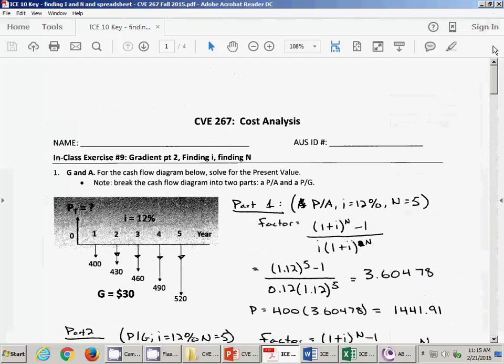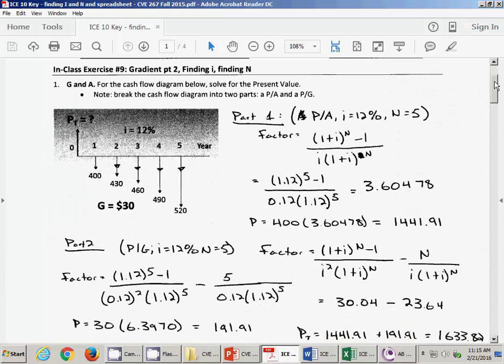There's lots of opportunities to make mistakes on these, right? Because the formulas are very complicated. So I broke it up into 2 parts. Part 1 is the uniform series, the P/A. Then part 2 is the gradient, the P/G. So the 400 every year, that's the bulk of it. That's where most of the money is. If you take that to the present, it means that you would have to receive 1441.91 in order to make those payments in the future, the 400 recurring.